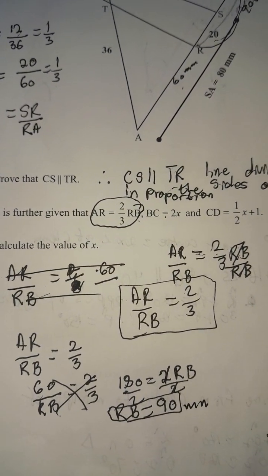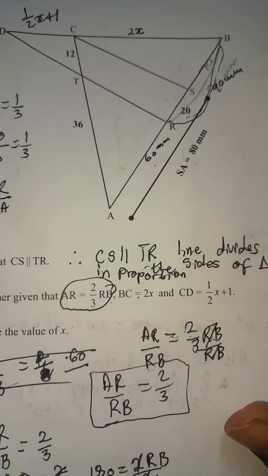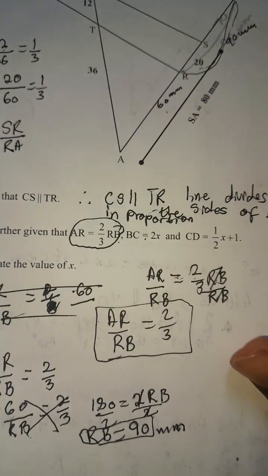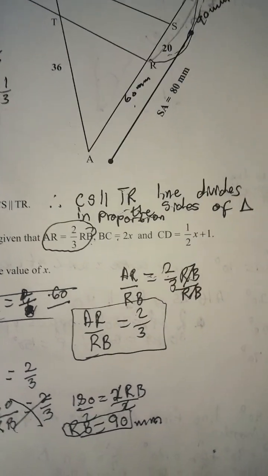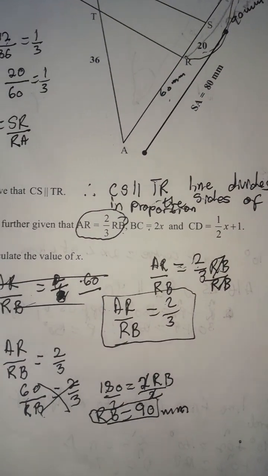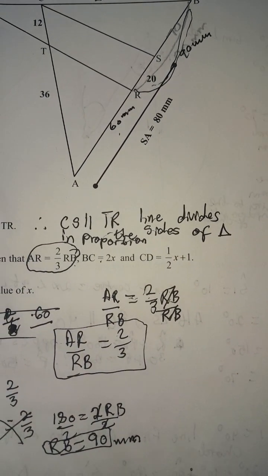90 millimeter RB. Yes. This question paper was taken from the previous prelim, which is 2023 Gauteng. So you can go and check so that we are together in this. So we can see that RB is 90 millimeters.